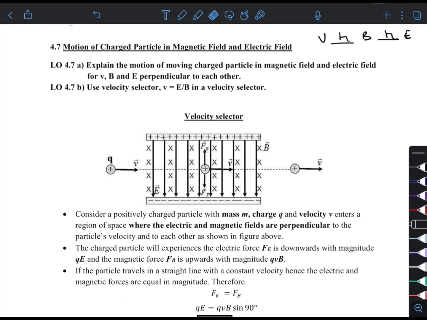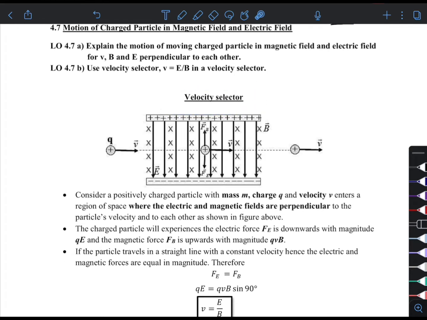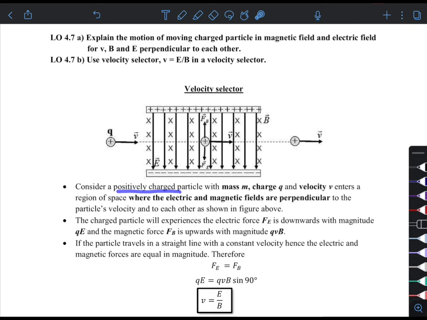Velocity selector is a device that has been made up of parallel plates which gives you an electric field. Kita akan produce electric field dan juga these parallel plates are in uniform magnetic field. So kita akan ada B dan juga E dekat sini. Alright. So now consider a positively charged particle with mass m, charge q and velocity v. So this is your charged particles, ada mass, ada charge dan juga ada velocity, enters a region of space where the electric and magnetic field are perpendicular to the particle's velocity and to each other as shown in the figure above.